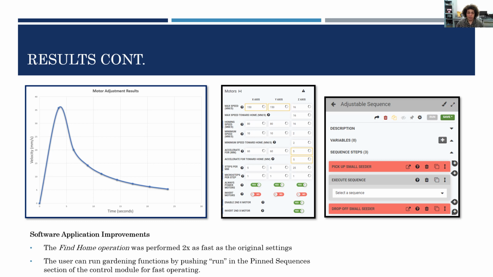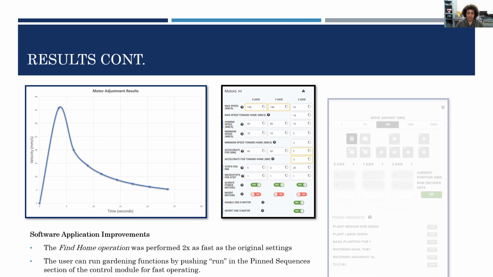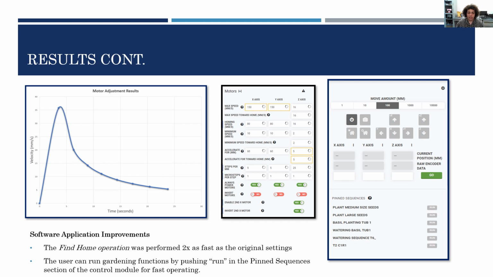In addition to the time reduction from the motor adjustments, the user is easily able to adjust or change sequences by changing the execute command within the sequence creation module. This allows the user to easily modify the FarmBot's functionality. And the addition of pinning the created sequences to the control module allowed the user to perform gardening tasks with the push of the run button.